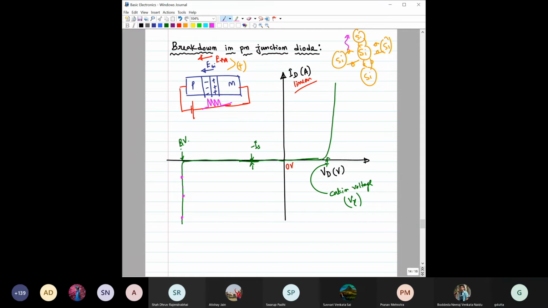Now, this breakdown voltage, this VB or BV, also depends on the doping concentration of these diodes. For example, this is NA and this is ND, right? So this breakdown voltage depends on NA and ND as well. For a lightly doped PN junction diode, the breakdown voltage is expected to be higher.